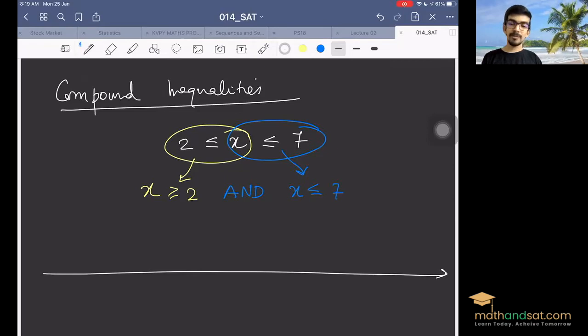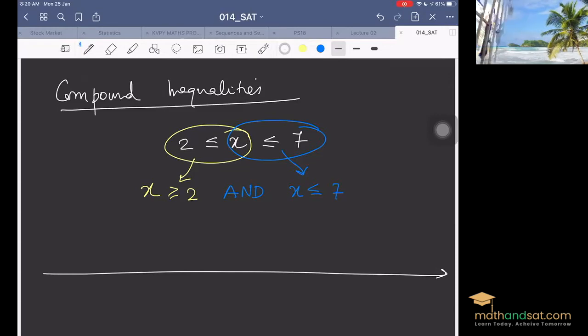What about 3.5? Yes. What about pi? What about root 5? These numbers are all included, okay? Don't be under the impression that you're just selecting integers. Unless they say you have to specifically look for integers, by default it means all real numbers between 2 and 7. Otherwise, the question will specify that you are looking for integers. Otherwise, it simply means real numbers.